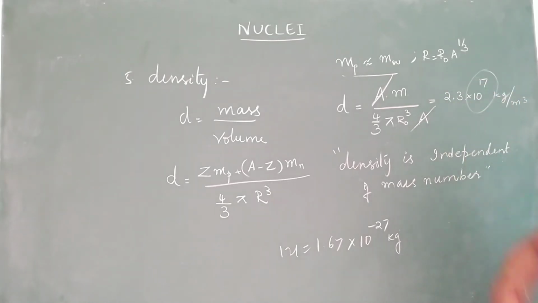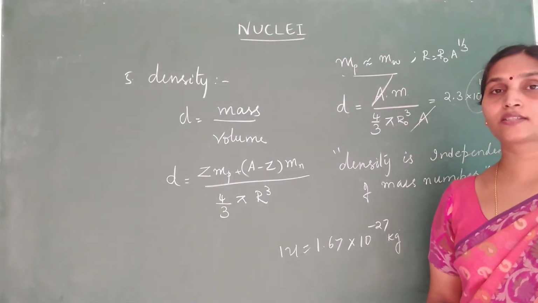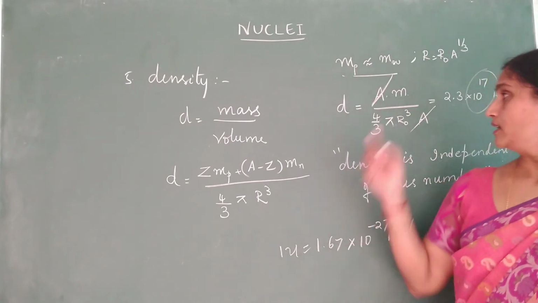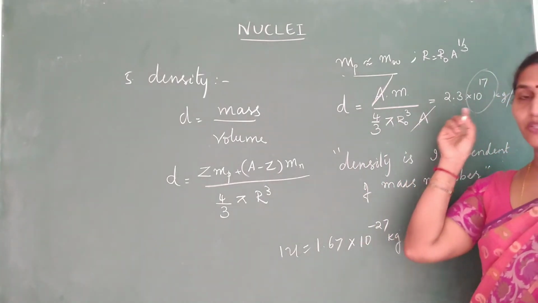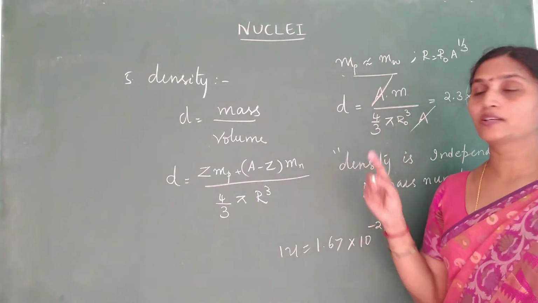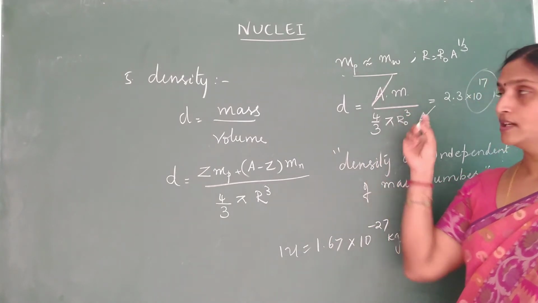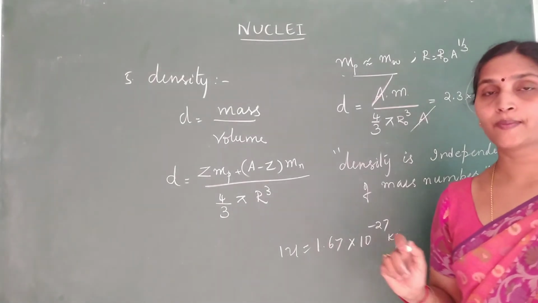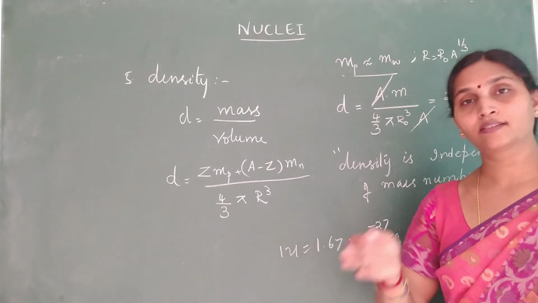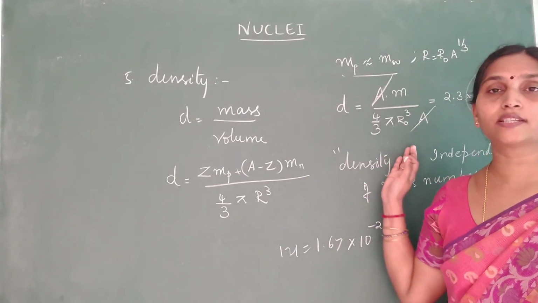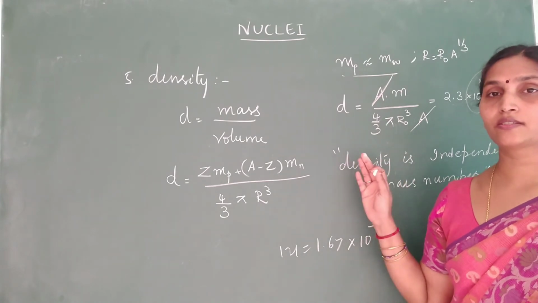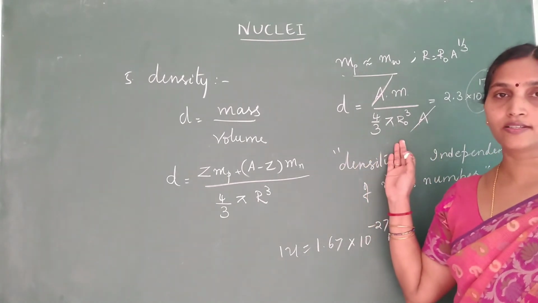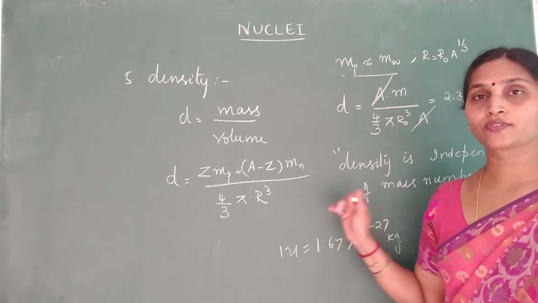You can observe the order of the density. It's very, very high. Density of water itself is 10 power 3. Now density of nucleus is much higher. That means a very small volume is enclosing a large amount of mass. So density is 2.3 into 10 power 17 kg per meter cube. This is the density of nucleus, and since it's independent of mass number, whatever is the density for hydrogen, almost the same would be the order of density of uranium. So all the nucleons will have almost the same radius. So this is regarding the fifth property.